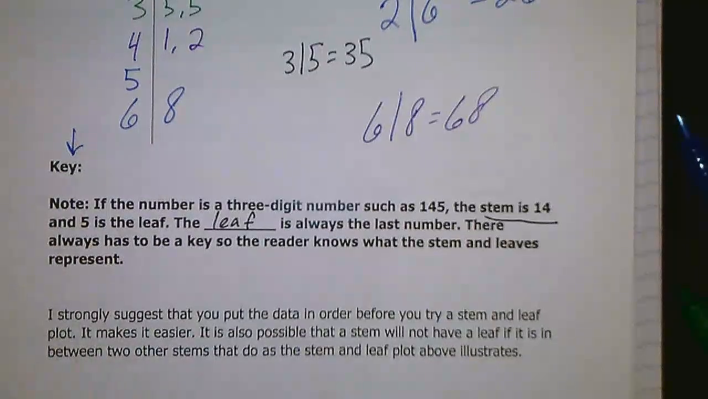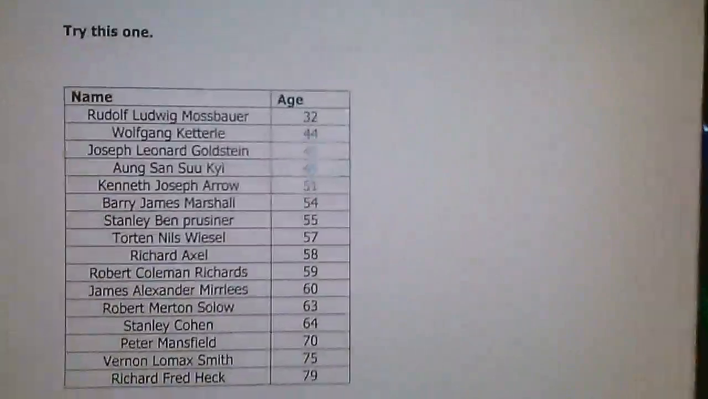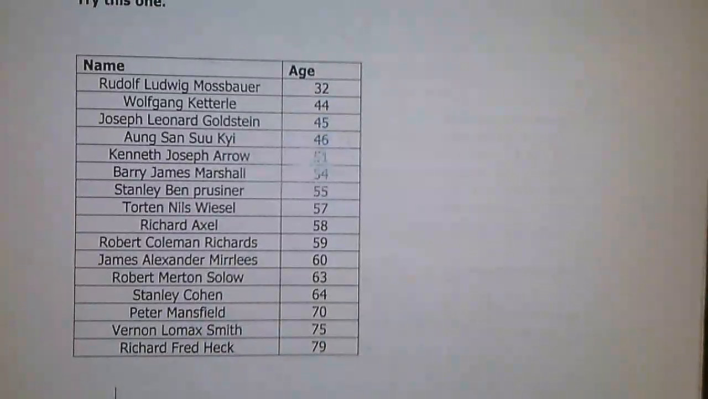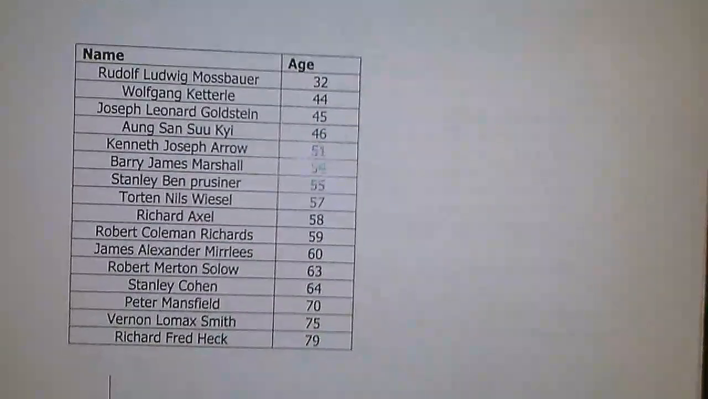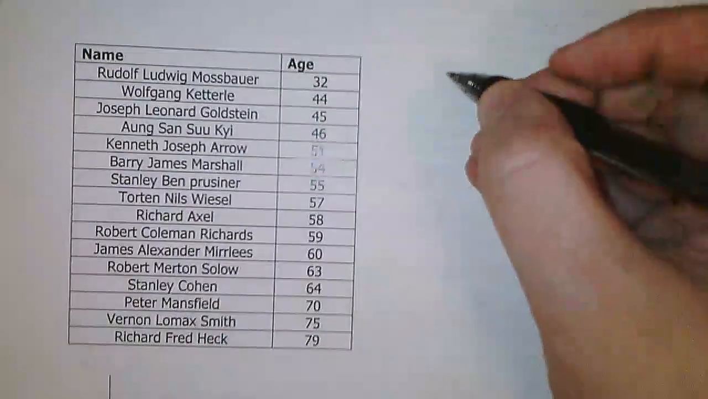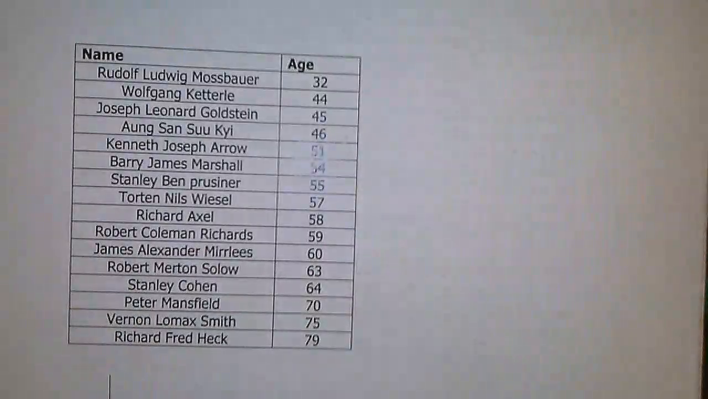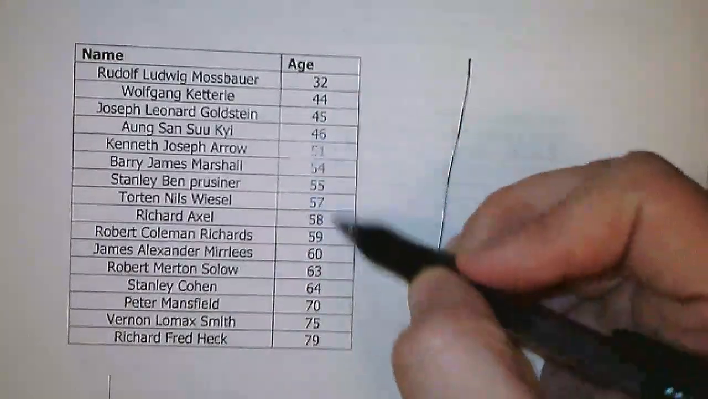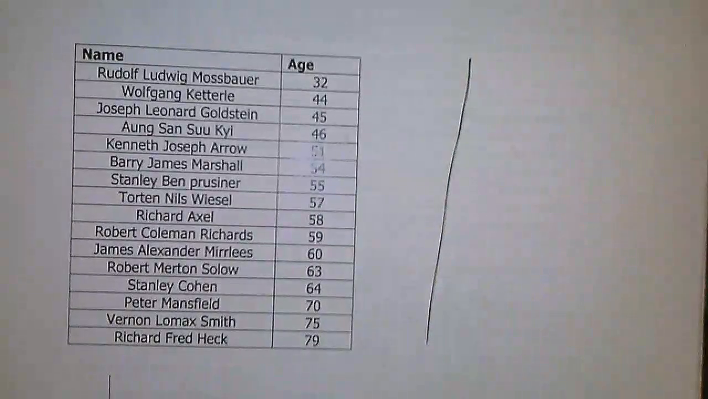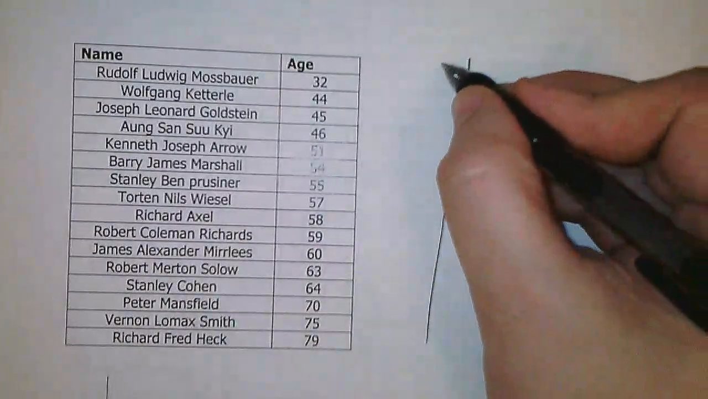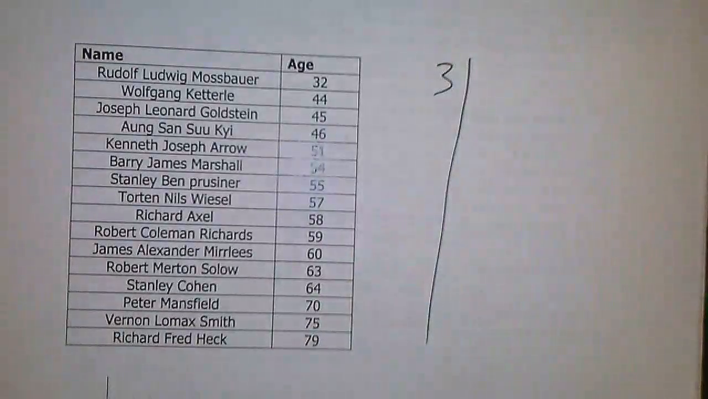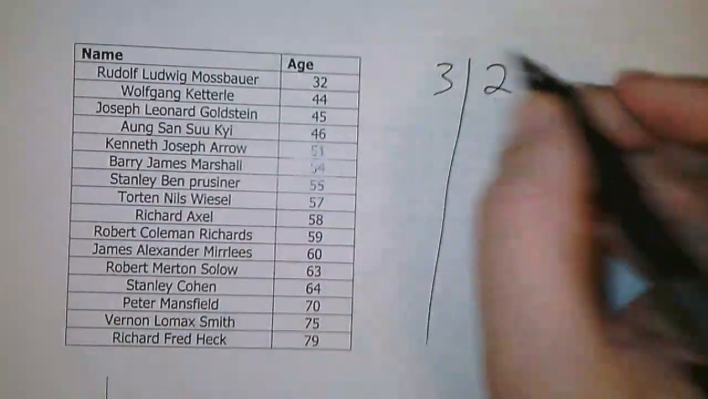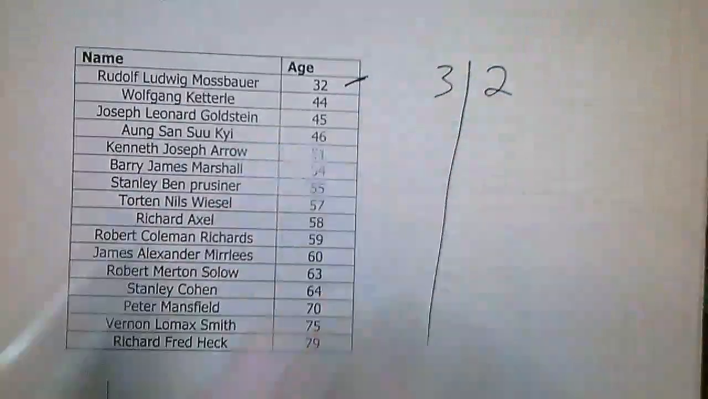So let's make another stem and leaf on the back here. I believe this group is supposed to represent the ages of poet laureates or something. So we look at our ages. Oh, and this is in order for us. This is nice. So we start with a stem of 3 and a leaf of 2. And that's this piece right here.